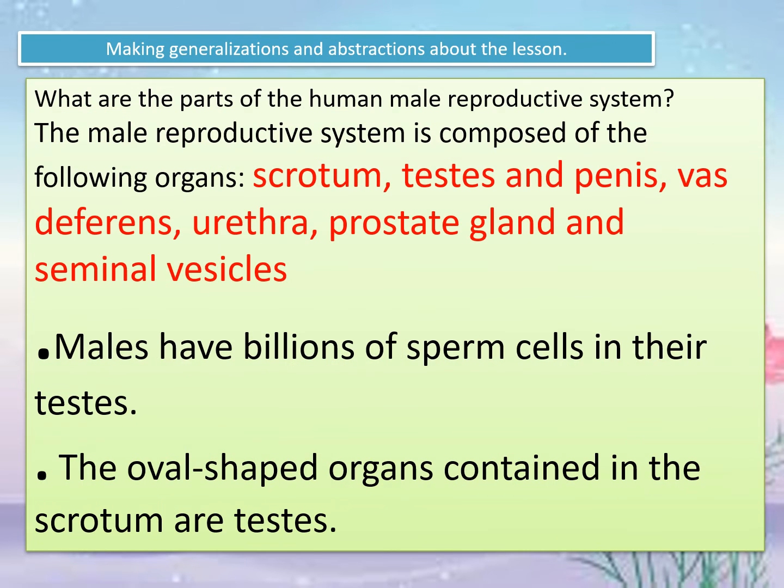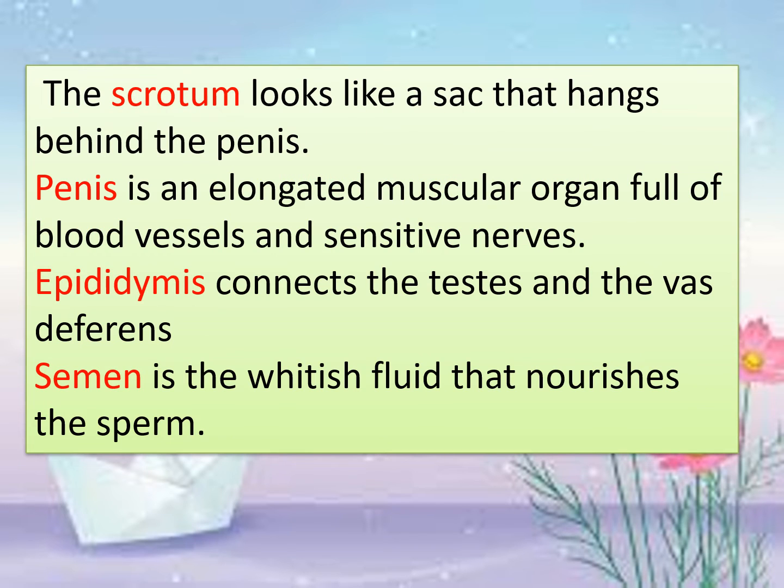The male reproductive system is composed of the following: scrotum, testes, penis, vas deferens, urethra, prostate gland, and seminal vesicles. Males have billions of sperm cells in their testes. The oval-shaped organs contained in the scrotum are testes. The scrotum looks like a sac that hangs behind the penis. The penis is an elongated muscular organ full of blood vessels and sensitive nerves.